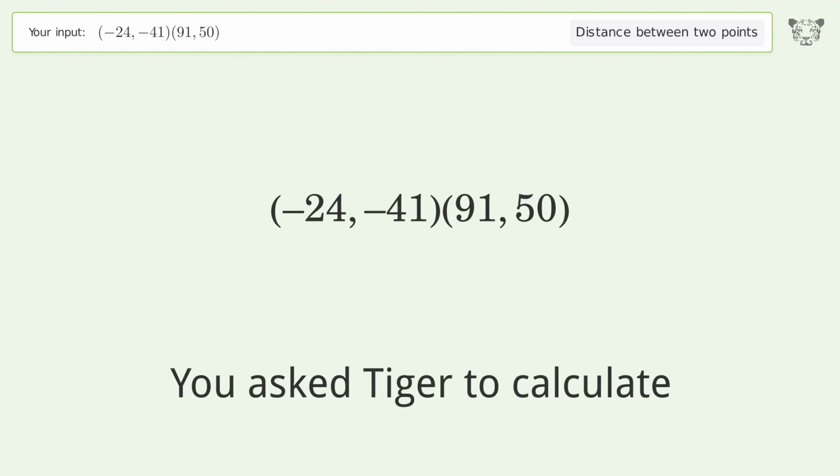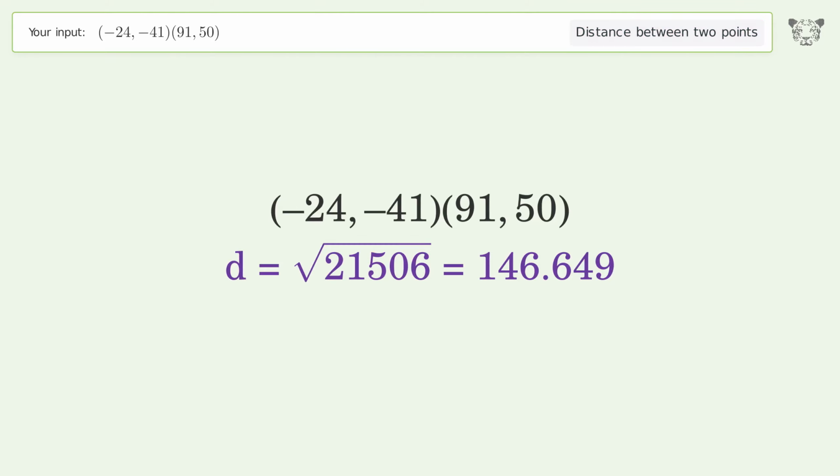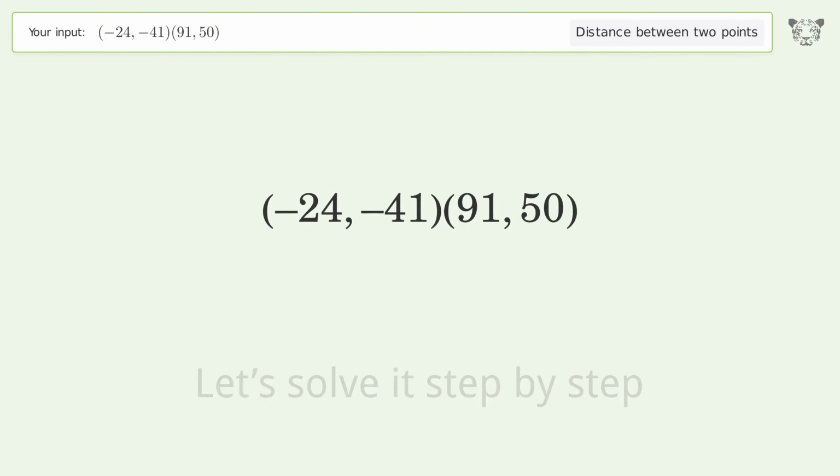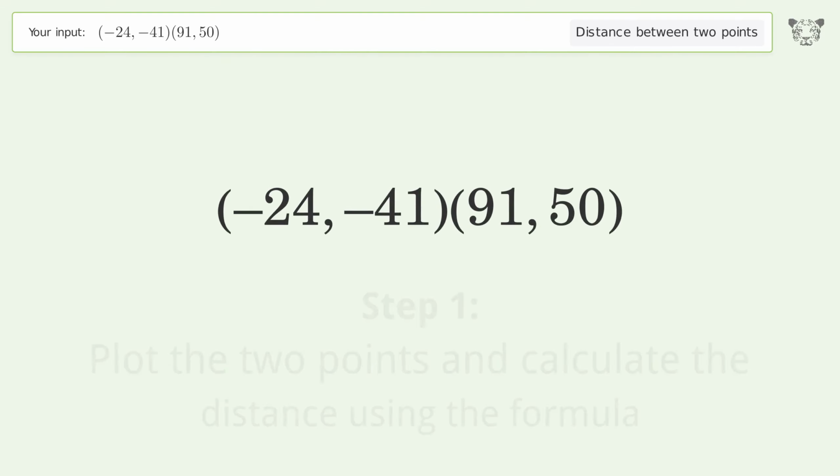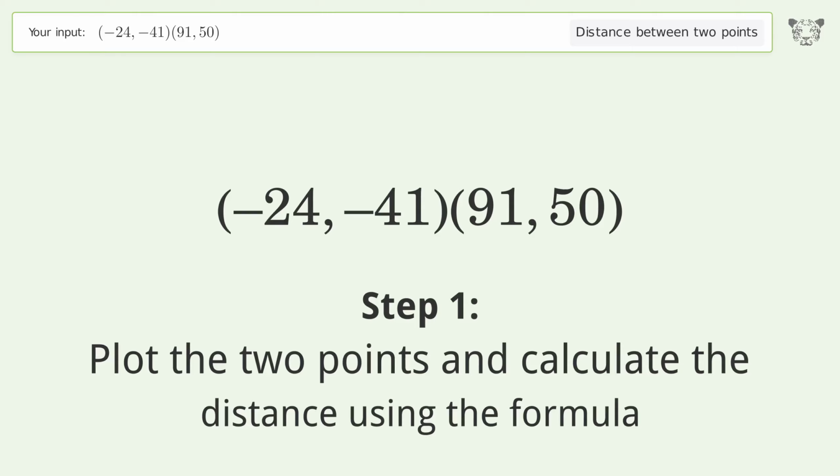You ask Tiger to calculate. This deals with the distance between 2 points. The distance between the 2 points is the square root of 21,506, or 146.649. Let's solve it step by step. Plot the 2 points and calculate the distance using the formula.